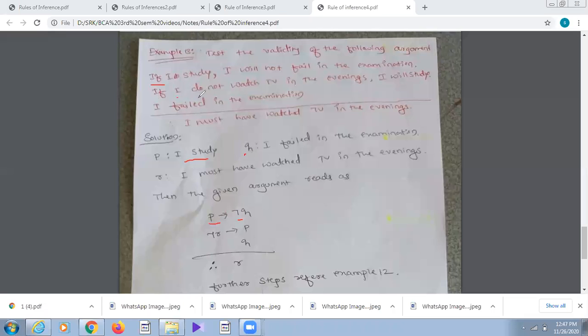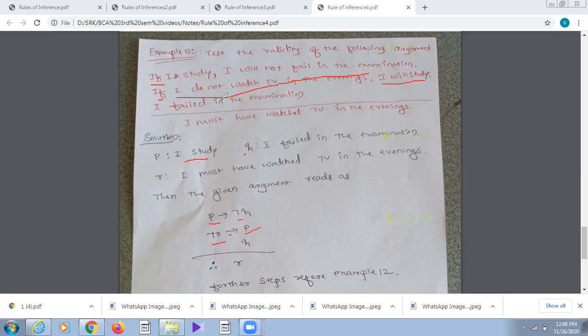Next, I do not watch TV in the evening. So I do not watch means the opposite of I watch. I must have watched TV in the evening, so that is R. That is the opposite of this sentence, so negation R. And here we have the if, so that's why conditional. And the next sentence, I will study. So I will study means P. So this is the P.